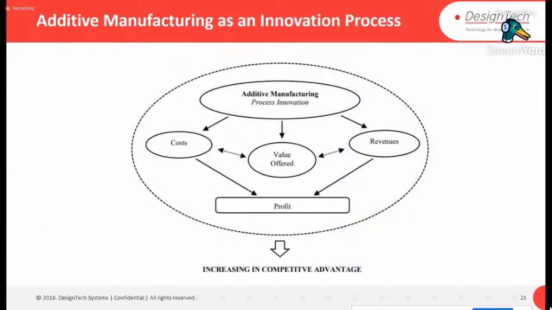So if you look at it from an innovation process, you have the whole additive manufacturing, which is being used in the industry today. The whole idea is to have a control on cost, have a better value which is being offered and to drive revenues and profits for an organization. So this is how this technology is being used to a large extent in the industry today to drive innovation on the whole design to manufacturing process.